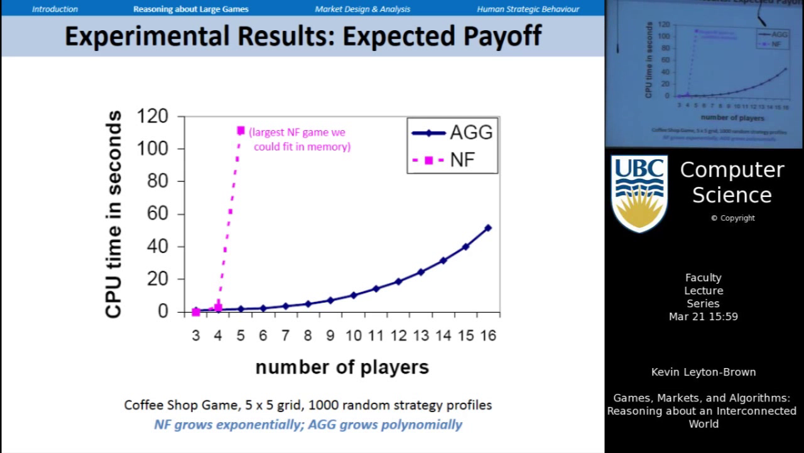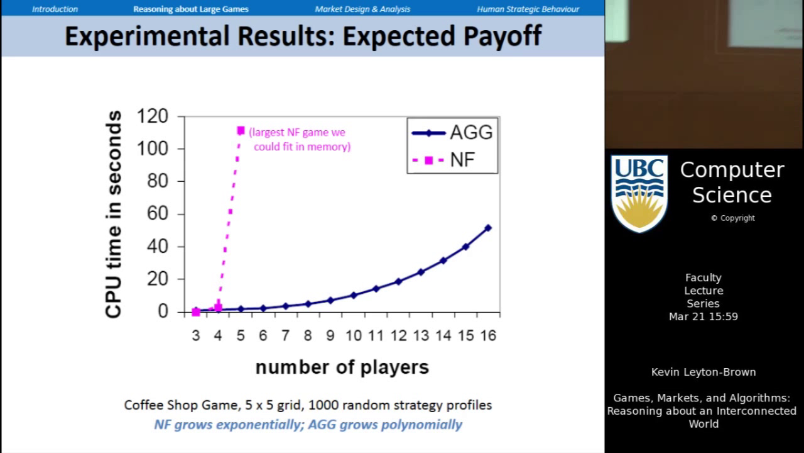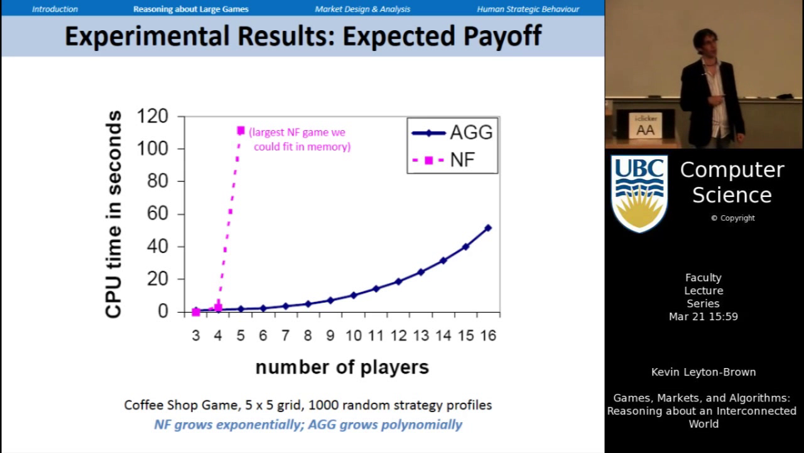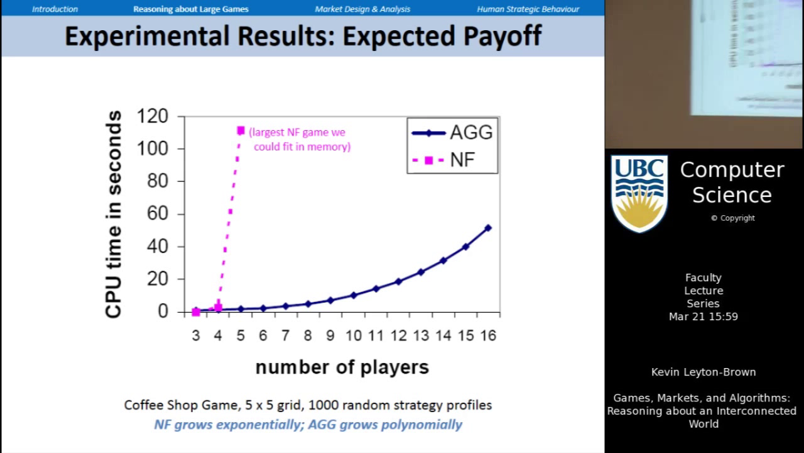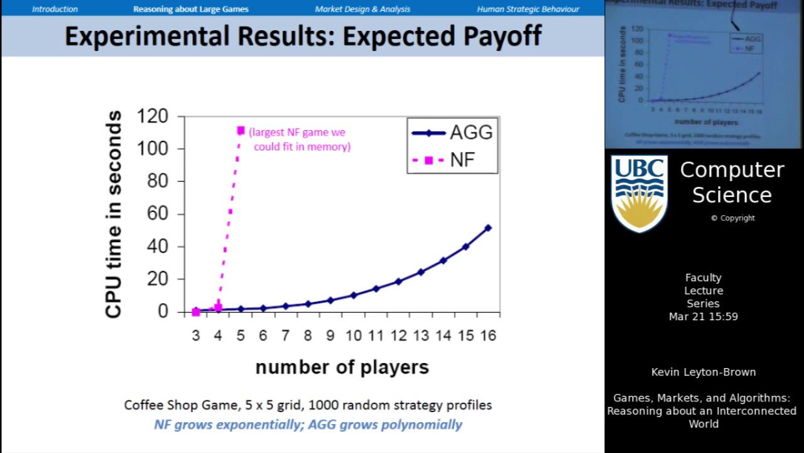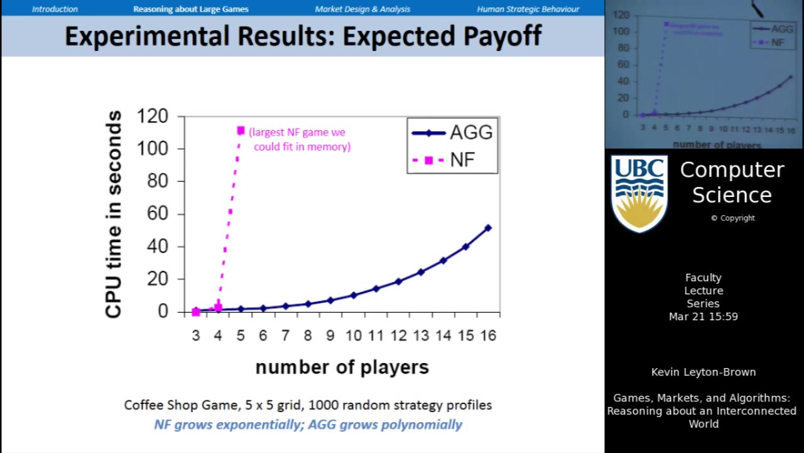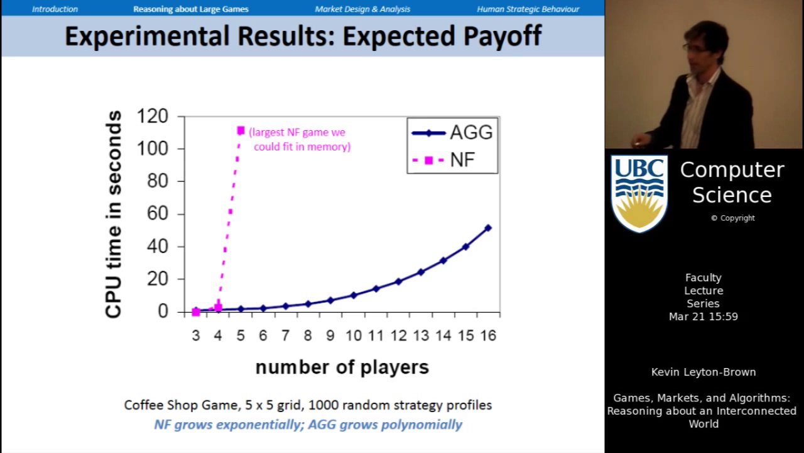This is the same, different problems. I'm now doing a core computational problem, which is at the heart of most of the algorithms that we care about for doing computations on games. And again, you can see just a wildly big separation between what we can do with an AGG and what we can do in the normal form.